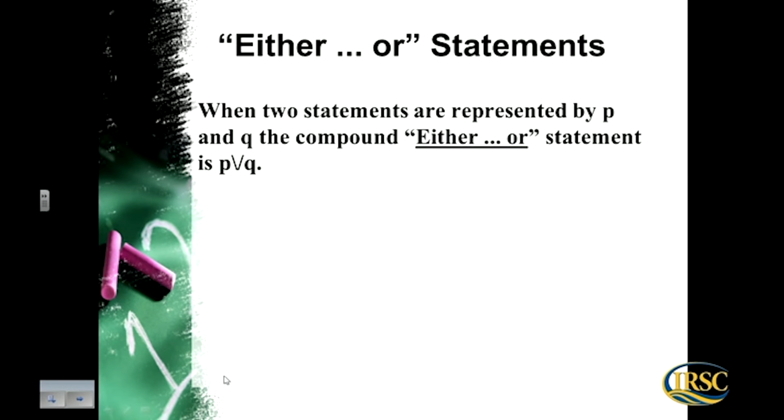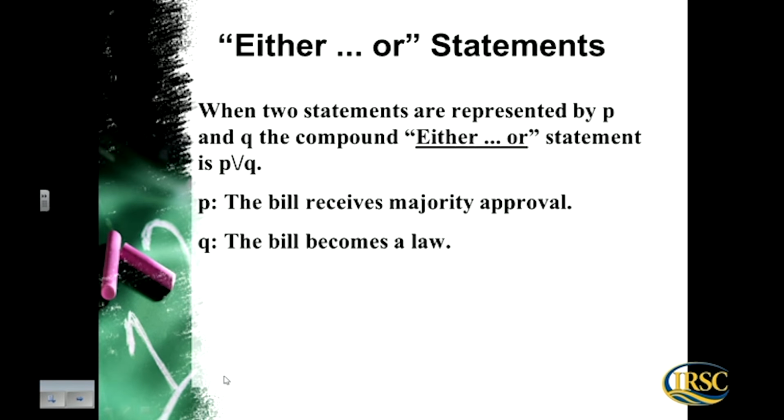When two statements are represented by P and Q, the compound either-or statement is symbolized using the symbol that looks like a V. So you would say P or Q when you see those symbols. So this time, let's say that P stands for the bill receives majority approval, and Q stands for the bill becomes a law.